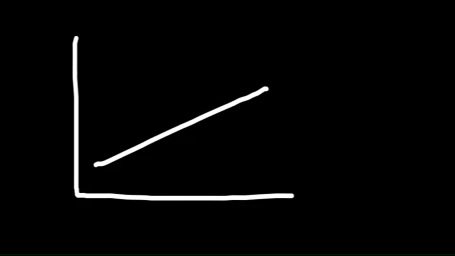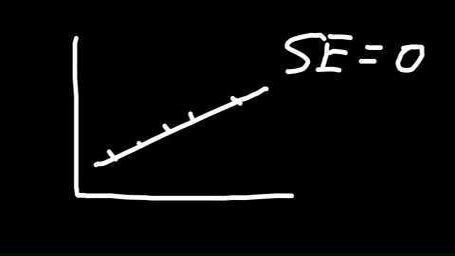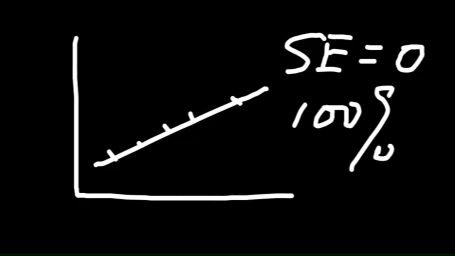The third question is about standard error. Standard error tells us how reliable our estimation equation is. If this is a perfect correlation, all the data points on one line, then our standard error will be 0. So this is a very reliable equation. All of our predictions will be 100% correct.